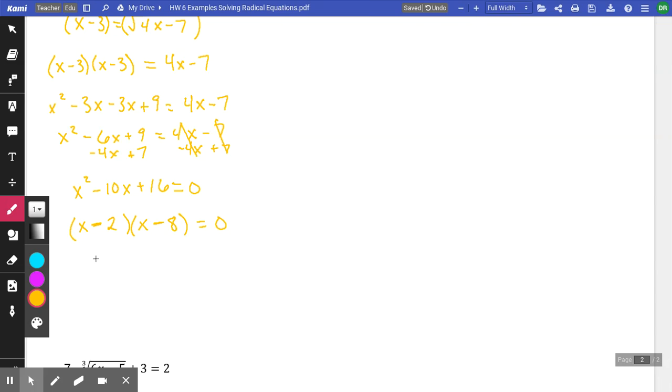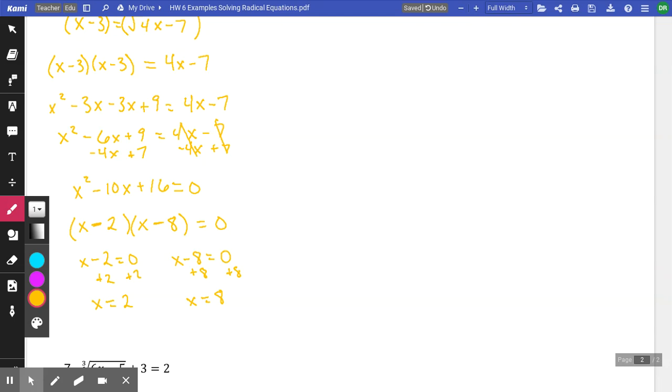And to solve by factoring, as we have done before, we set each factor equal to 0. So we get x minus 2 equals 0, and x minus 8 equals 0. Very quickly here, we add 2, and you get x equals 2. We add 8, and x equals 8. Okay, so 2 solutions instead of 1, which is fine. That can happen, and there's not necessarily anything wrong with that, but it is good to check our solutions here.